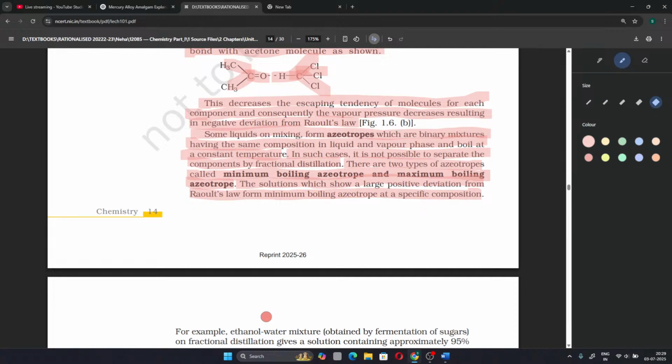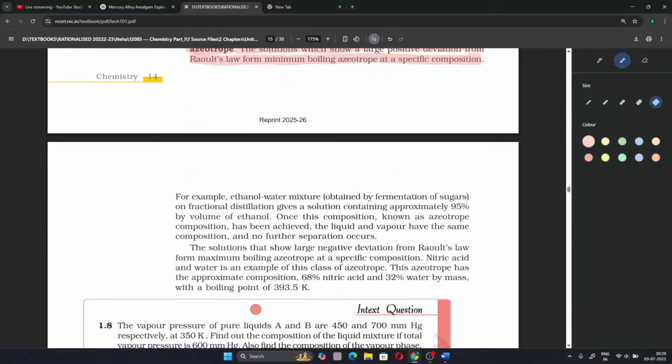Boiling point is defined as the temperature at which the liquid's vapor pressure reaches 1 atmosphere of pressure. For high vapor pressure liquids or solutions, the boiling point is less, so those showing large positive deviation will be called minimum boiling azeotropes, and this is at a specific composition.